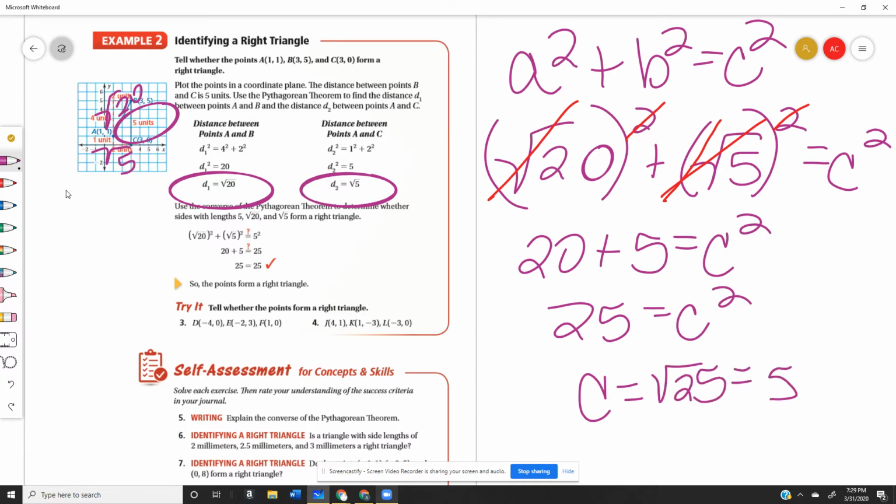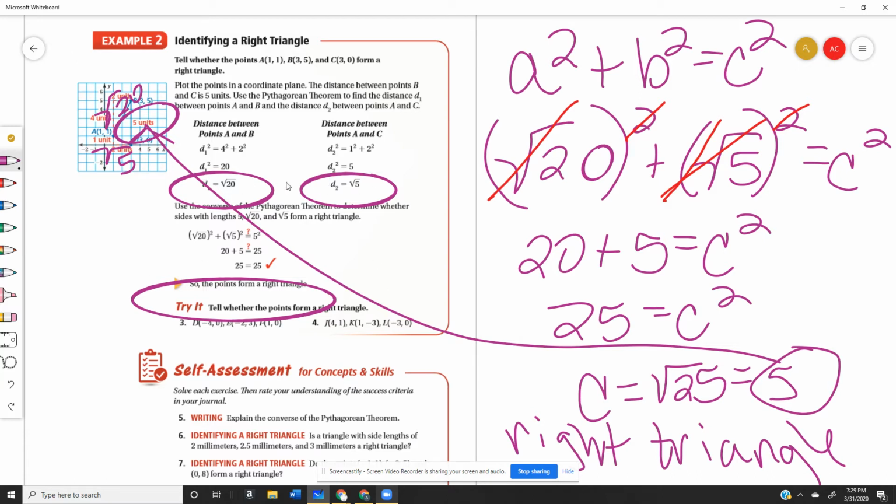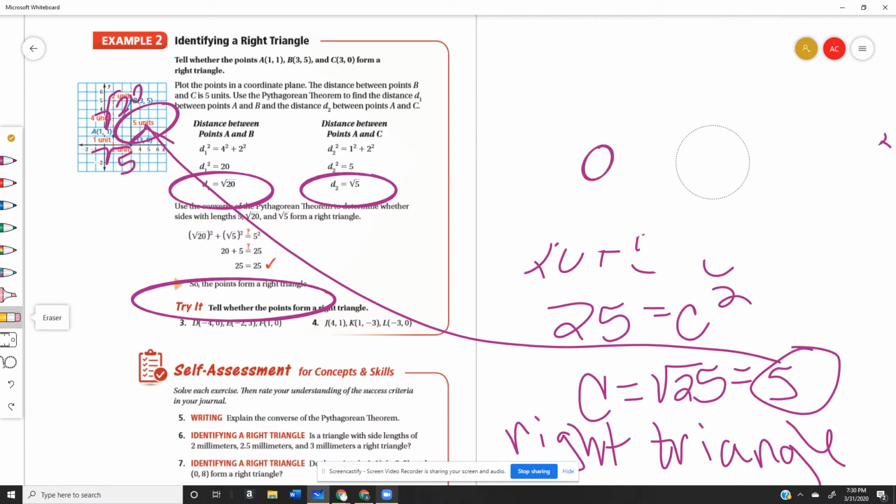And because that is true, we proved that 25 equals 25, right? We proved that this side was 5. Then we know that, yes, this is a right triangle. So the points form a right triangle. Okay, so I'm going to go ahead and erase a whole bunch of stuff because we're all over the place on that one.